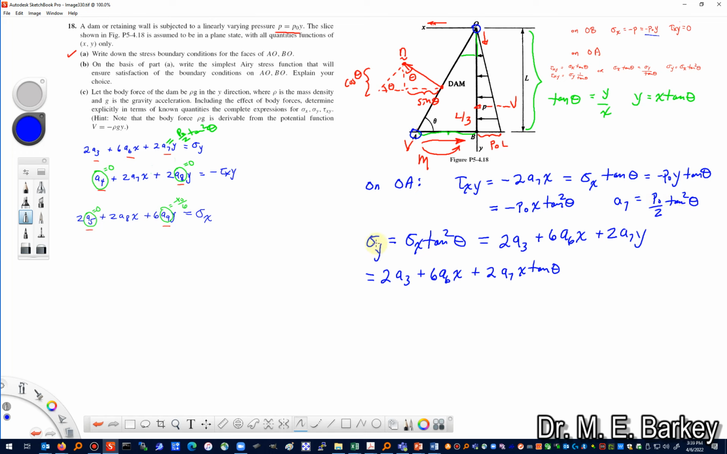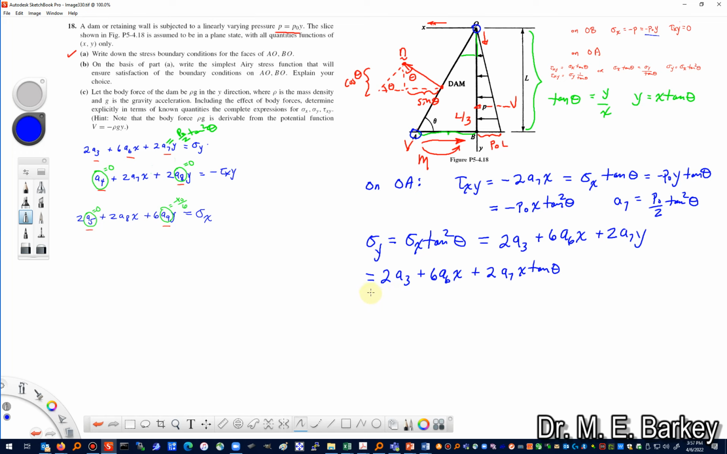So now we're going to take a look at sigma y on OA. Sigma y is sigma x tangent squared theta, as we determined previously by looking at the boundary conditions and the traction vector. But we know that that's equal to the sigma y expression from our Airy stress function, 2a3 plus 6a6x plus 2a7y. 2a3 plus 6a6x plus 2a7, well, y is equal to x tangent theta. So now we have a little bit of work we can do to figure out the next step. Alright, so hopefully we're in good shape so far.